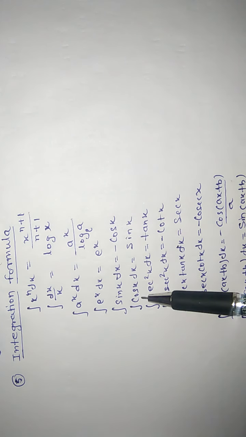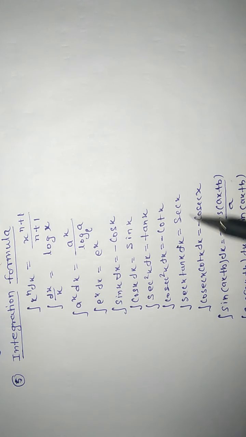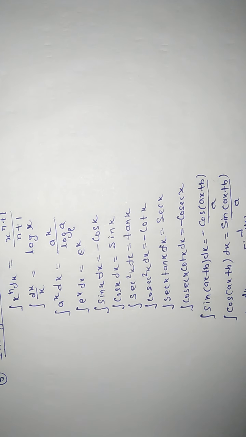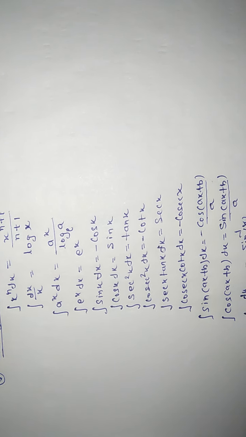Integration of cos x is equal to sin x. Integration of sec² x is equal to tan x. Integration of cosec² x is equal to −cot x. Integration of sec x tan x will be equal to sec x. Integration of cosec x cot x will be equal to −cosec x. And the integration of sin(ax + b) dx is equal to −cos(ax + b)/a. Similarly, the integration of cos(ax + b) dx will be equal to sin(ax + b)/a.